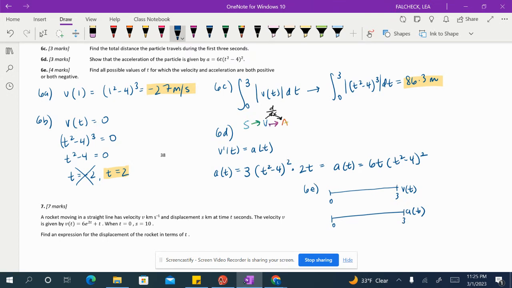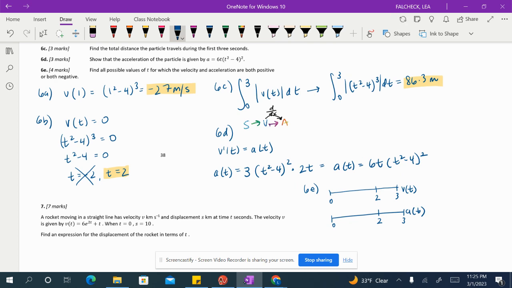And now let's find the critical points for each number line. So velocity is equal to 0. We just found it in 6b when time is equal to 2. And then acceleration has the exact same algebraic structure here. You would just set the 6t equal to 0, and that would give you t equals 0, which is already being used. And then you would set the t squared minus 4 squared equal to 0, and you would get t equals negative 2, t equals 2. Reject the negative 2, keep the positive 2. So then now we just have to test the sign.